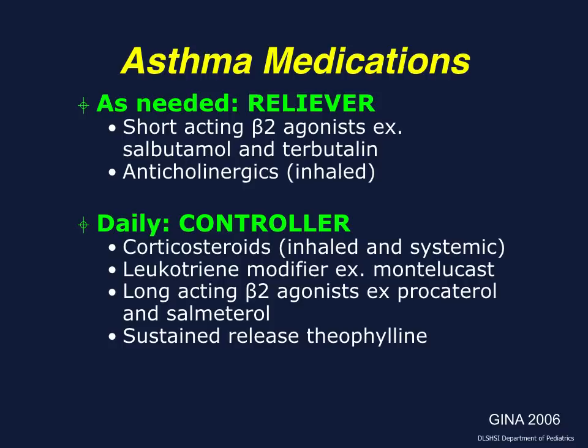Asthma medications are divided into two, the relievers and the controllers. For the relievers, an example is the short-acting beta-2 agonists like your salbutamol and your terbutaline. Another example is the anticholinergics like your ipratropium bromide. For the controllers, you give corticosteroids, either inhaled or systemic, leukotriene modifiers like your montelukast, long-acting beta-2 agonists like your procaterol and salmeterol, and the older drug, sustained-release theophylline.